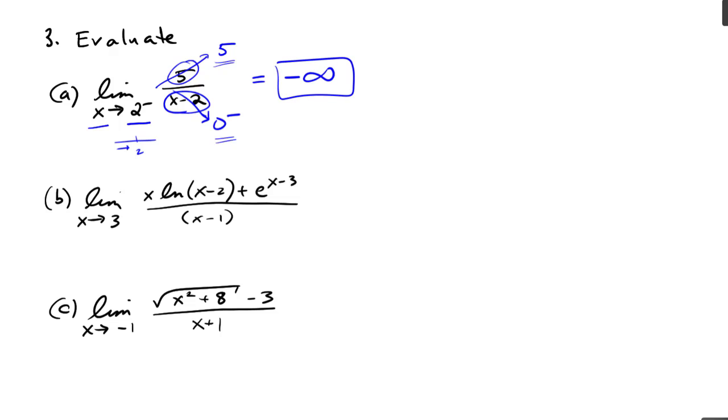Okay. In B here, limit as x approaches 3 of this whole mess. Well, I'm going to try plugging it in. I would get 3 ln of 3 minus 2 is 1, plus e to the 0 over 3 minus 1 is 2. So ln 1 is 0, so you get 3 times 0, that's 0, plus e to the 0 is 1, over 2. Okay, so I actually just get 1/2. And that's it.